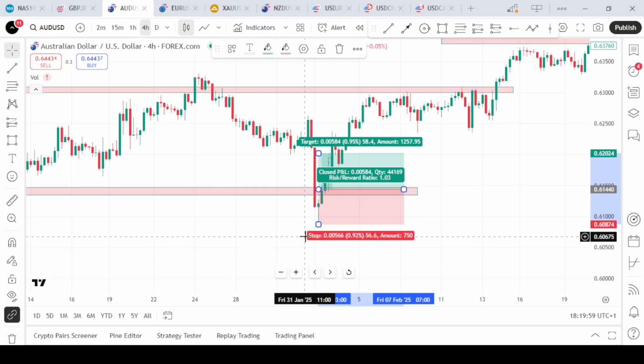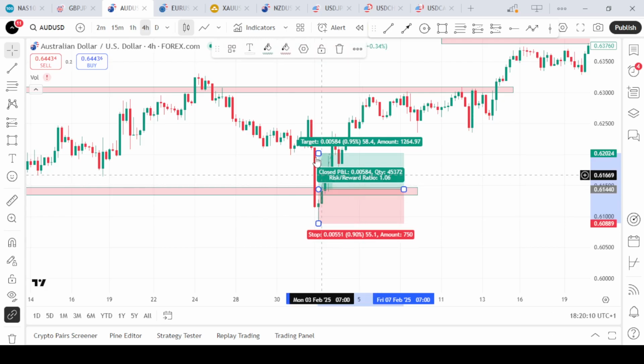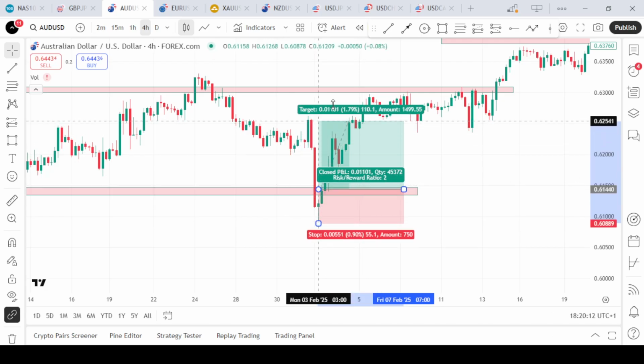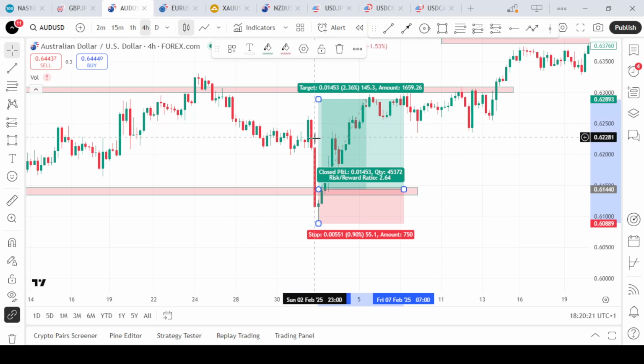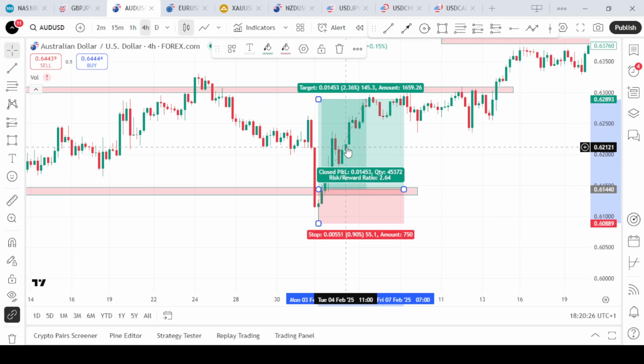You place your stop loss just below the wick of the signal candle. Then you place your take profit at 1:2 or 1:3 or the next resistance or support region on your chart. Always maintain a 1:2 or 1:3 risk to reward ratio to ensure that your trades are balanced and aligned with your overall strategy.